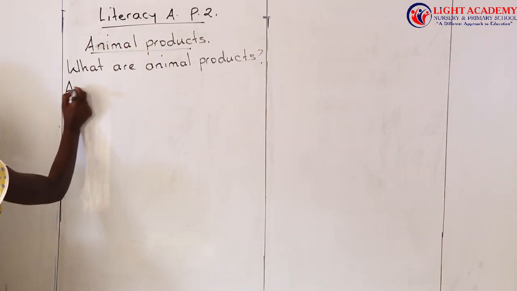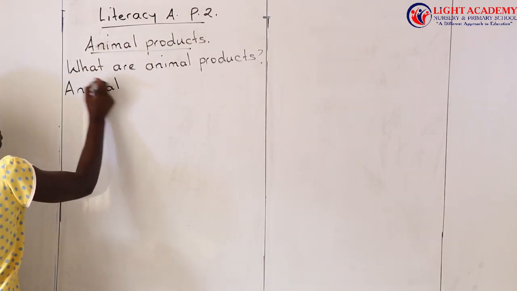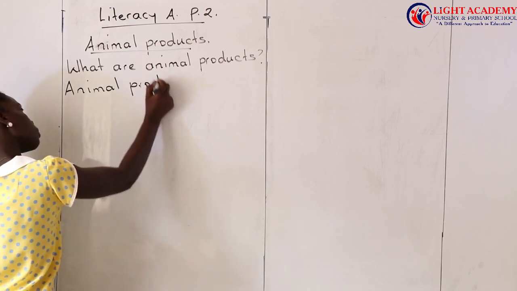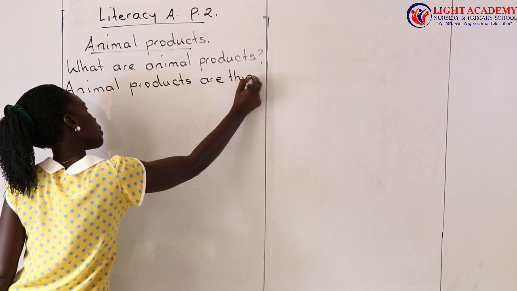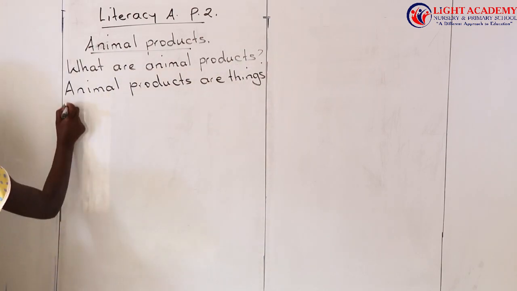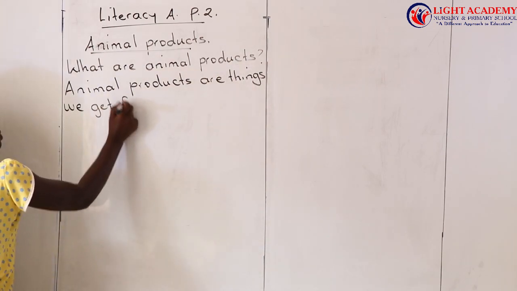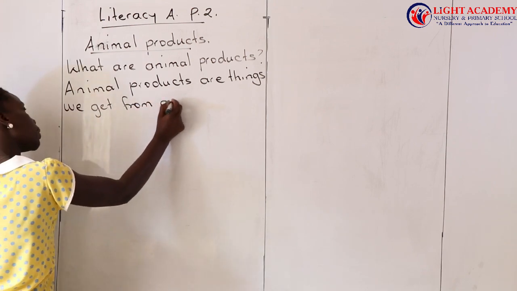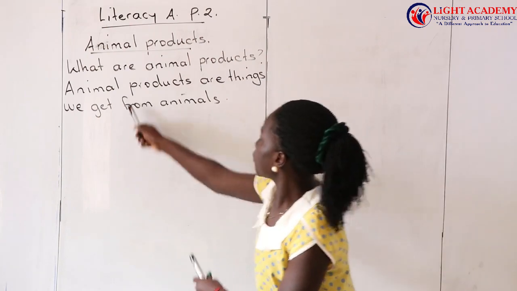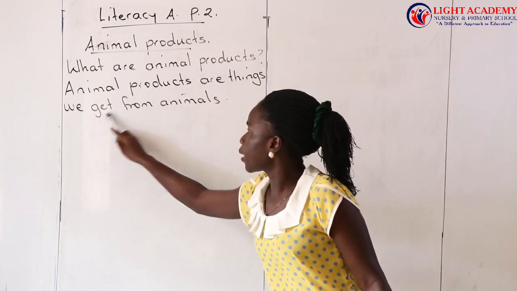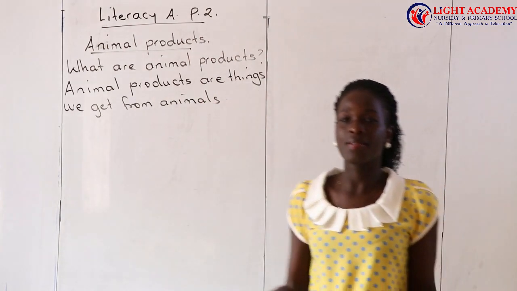So I say animal products are things we get from animals. So we are saying that animal products are things we get from animals. These are the things that you get from animals.